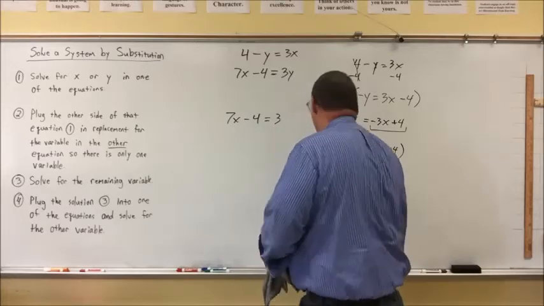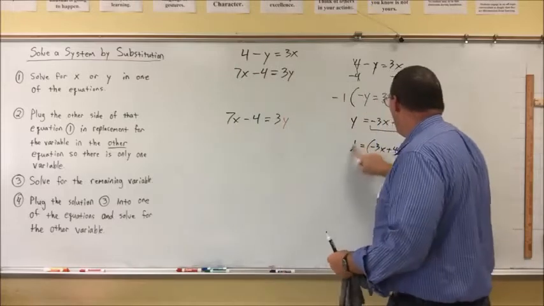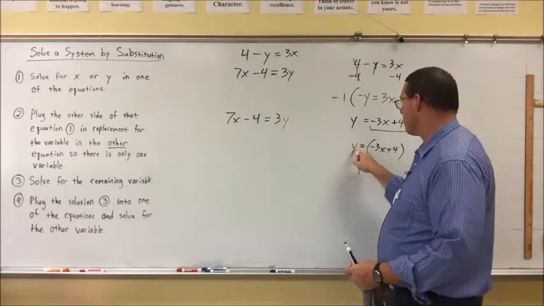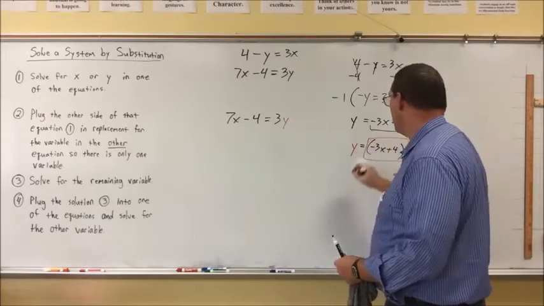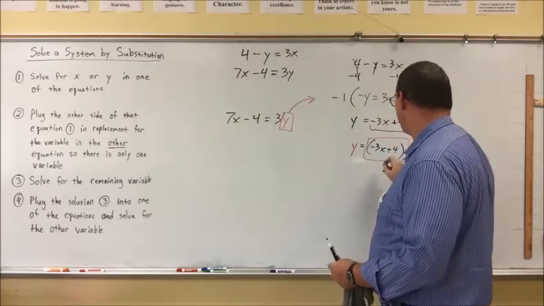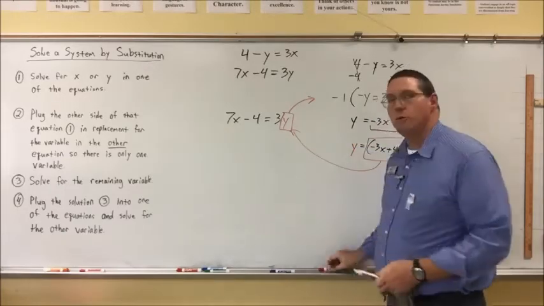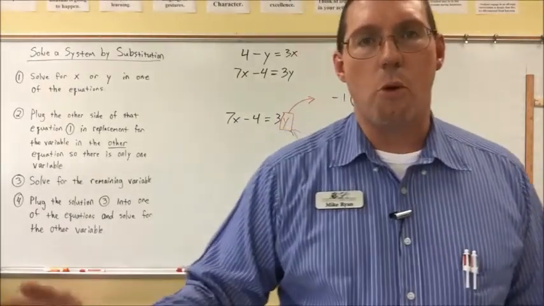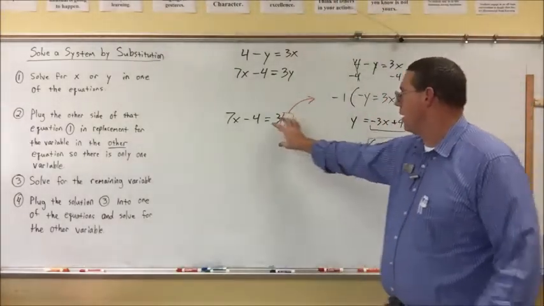I'm going to do y in a different color here. 7x minus 4 equals 3y. Well, what is y equal to? See this red y and this red y? They're the same, right? And y is equal to this thing right here. So what I can do is take this y out and put this expression in where the y is. When you do that in math, that's called substituting. You are substituting the y out, and you're substituting the negative 3x plus 4 in.